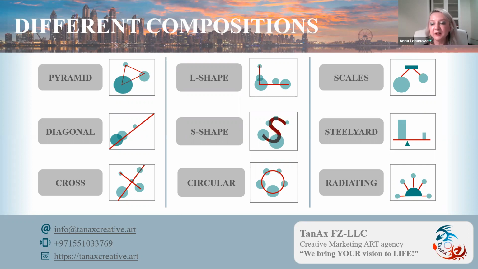And finally, radiating lines. Radiating lines are also very much used. Examples would be very famous paintings, religious ones. They often follow a central point, and then there are radiating lines going into different directions. So these are the types of composition. I think from the point of view of marketing and business, you would probably use diagonal, pyramid, and L shape mostly, maybe cross. But the others are more artistic compositions.